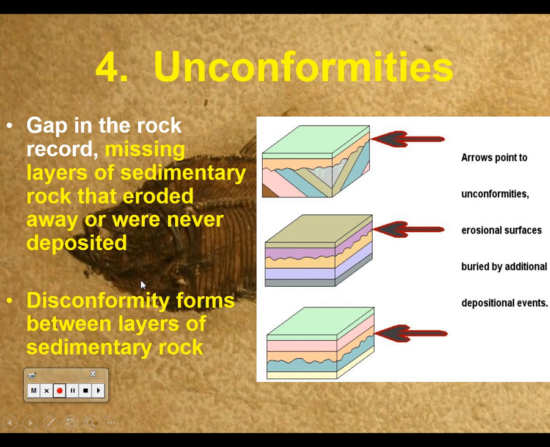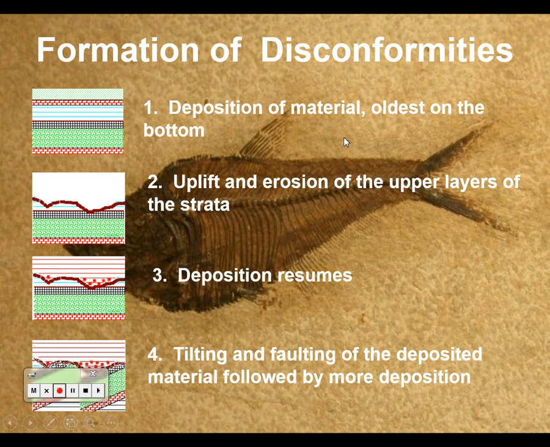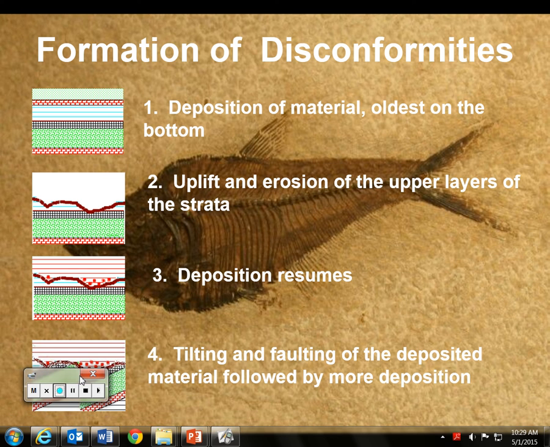Okay. A disconformity forms between layers of sedimentary rock. So it would be sedimentary, sedimentary, a disconformity, and another sedimentary. Here's the formation of a disconformity. You have deposition of the material. The oldest is on the bottom. You have it uplifted, meaning something forced that land up, and the top parts of it were eroded away. Okay. Then you have deposition, so more sediment comes on top. Tilting and faulting of the deposited material happened right here, and I have to go over this with you in class.